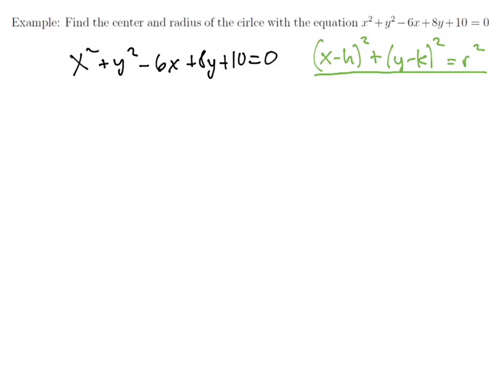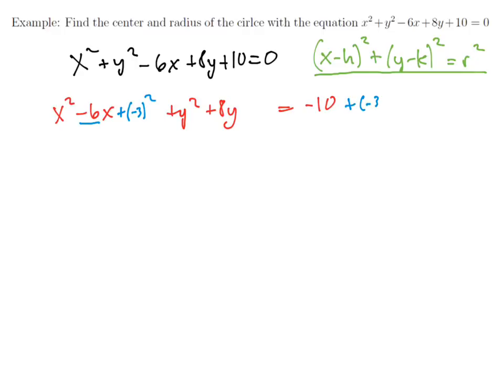So what we're going to do is complete the square for both x and y. To do this, group the x terms together and then leave a space. Group the y terms together, put the constant on the other side of the equal sign. To complete the square, we take this coefficient right here and ask, what's half of negative 6? And then square that value. Half of negative 6 is negative 3, so we'll say negative 3 squared.